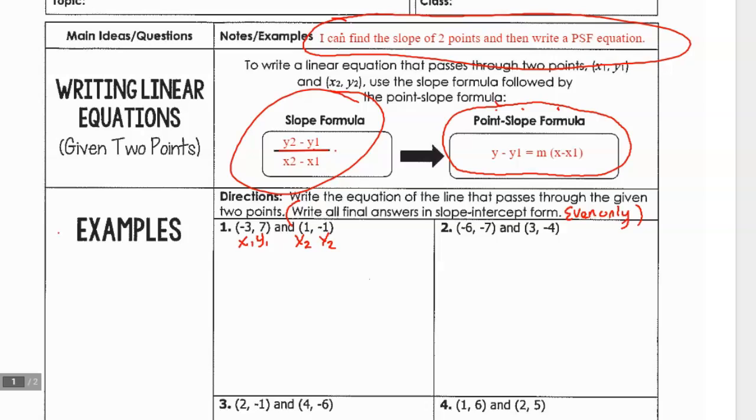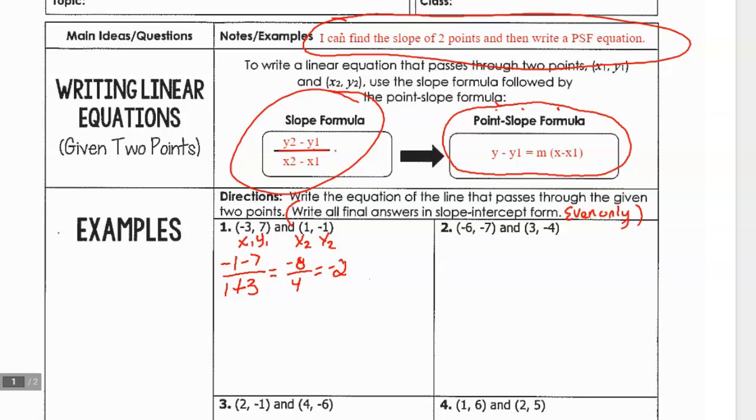Okay, then we go in, so I should see this as well. Should see you find your slope. So I do -1 minus 7 divided by 1 minus a -3 becomes a +3. So -1 minus 7 is -8 on top. And 1 plus 3 is 4, so that gives me a slope of -2.